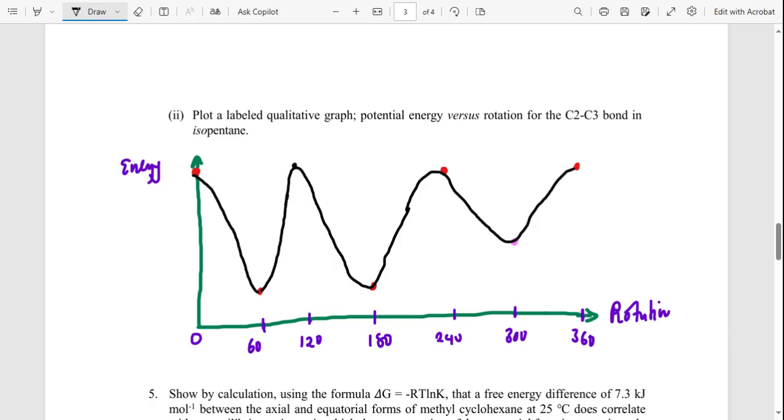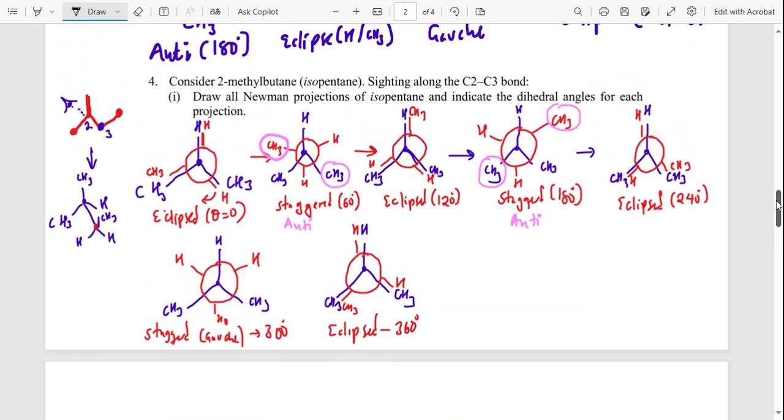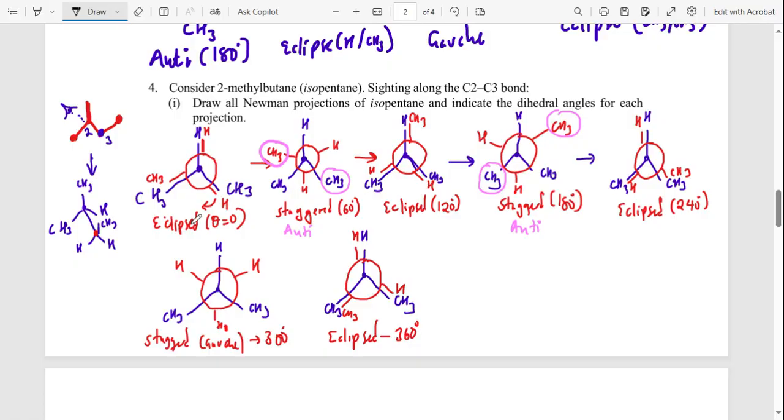Okay, I believe that's okay. Please make sure that you understand how to come up with this diagram. Let me look at the energies again. We have got the eclipsed. The eclipsed, all of them are going to have basically the same energy. Okay, this is CH3.